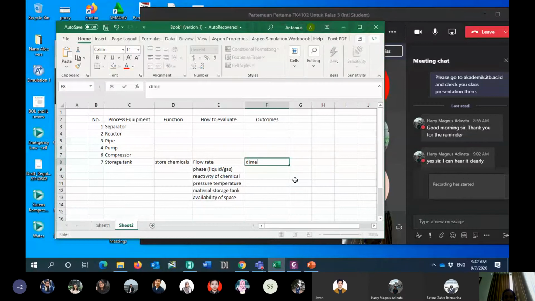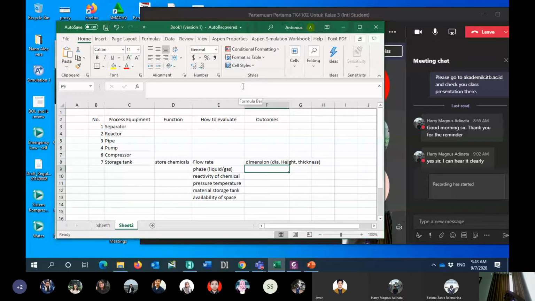Dimension is the outcome. What is the dimension? The dimension looks like the diameter, height, and thickness. Okay, this is the outcome of the storage tank: diameter, height, and thickness. Sometimes also the materials. Now, how do we evaluate the diameter and height?